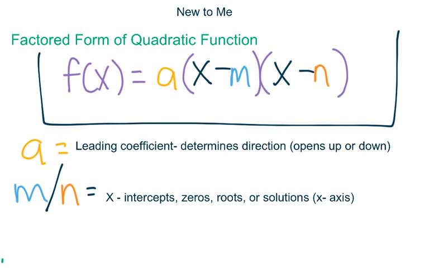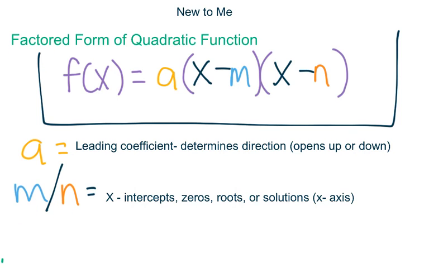Think if we multiplied x times x, we would get x squared. And that is quadratic. Okay. Then we have this a, which is the same a in our original function. Here's our leading coefficient. Talked about that word in our vocabulary lesson. And it determines the direction. Is it going to open up or is it going to open down based on that number or symbol in the beginning? Then we have our m and our n, which I mentioned already.